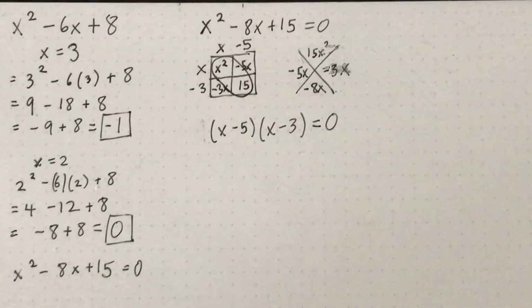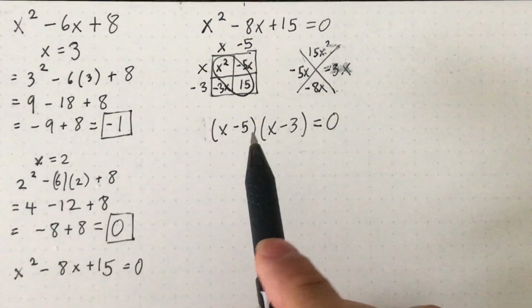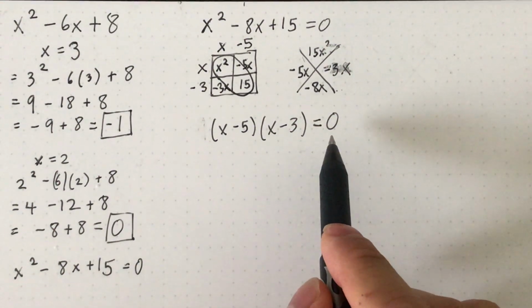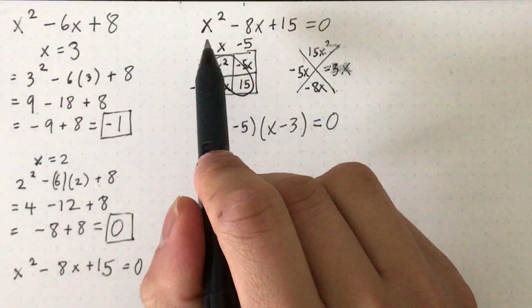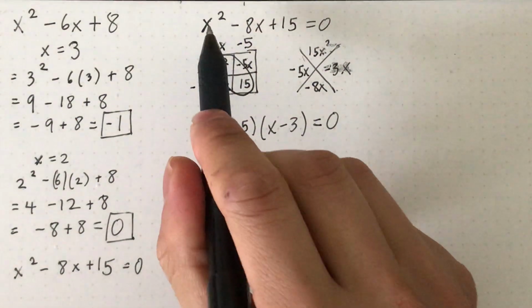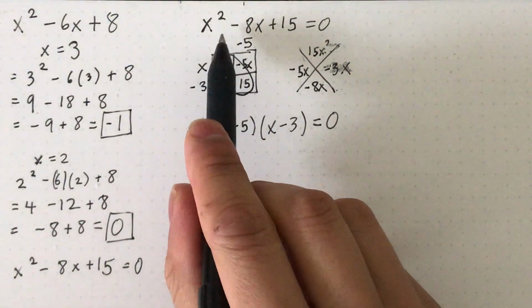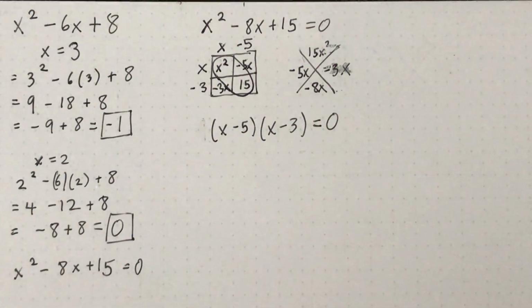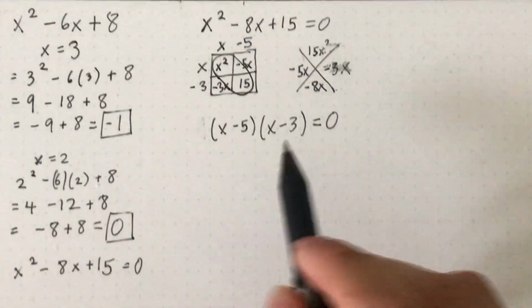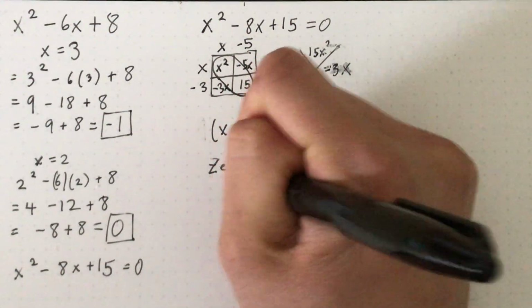Now look at what we just did. We turned x squared minus 8x plus 15 equals 0 into x minus 5 times x minus 3 equals 0. The question is, why did we do this? Remember, our original purpose is to figure out which x value will give us 0 as our final answer. By turning it into x minus 5 times x minus 3 equals 0, it becomes a lot easier to determine which x gives 0. But in order to do that, we need to introduce a concept called the zero product property.